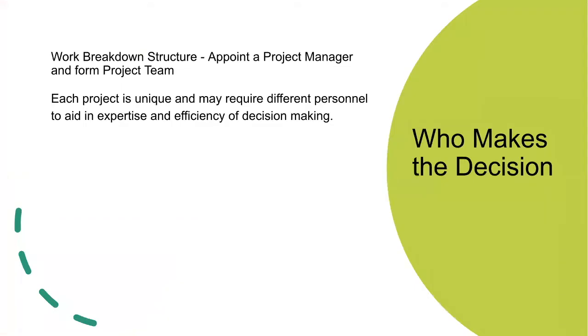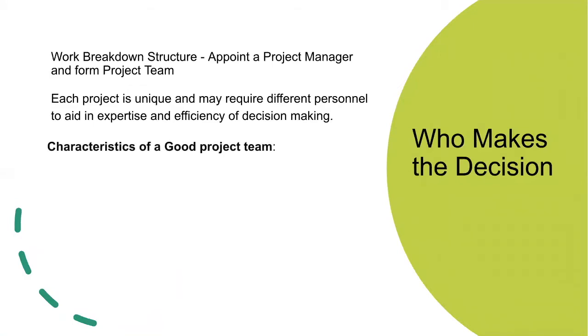Who makes the decision? The work breakdown structure and the board organize a procedure of constructing the project management team. This procedure helps the organization lay out the personnel who have the authority to make decisions. Each project is unique and may require different personnel to aid in expertise and efficiency of decision-making. The project manager and the team are responsible for daily operations and major decisions for the progress and ultimate success of the project.